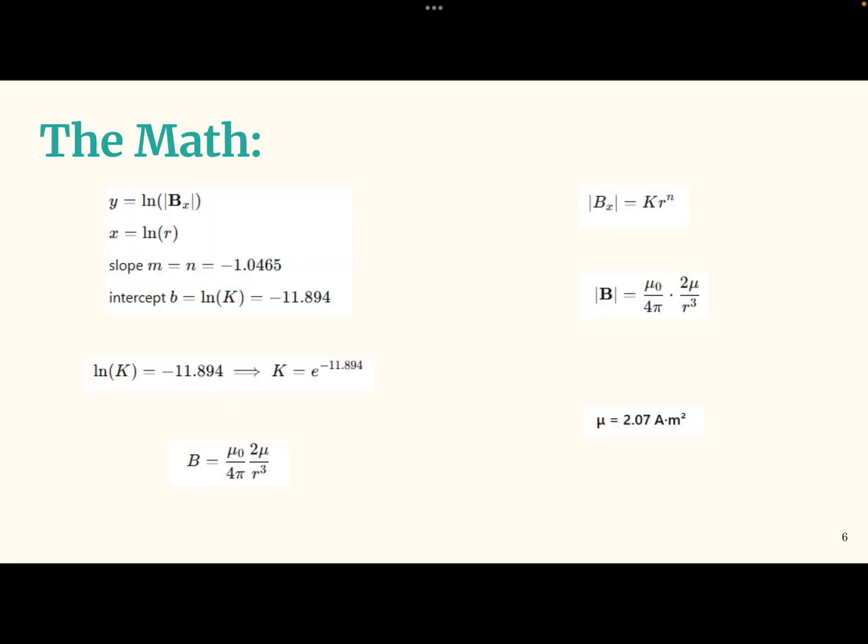Here's the math which we used to find the results from earlier. First, we have what we got from Excel, and then we have where we found K using a logarithmic regression, and then we have the magnetic field equation, and then we solved for mu, which is our magnetic dipole moment, and then we found mu.